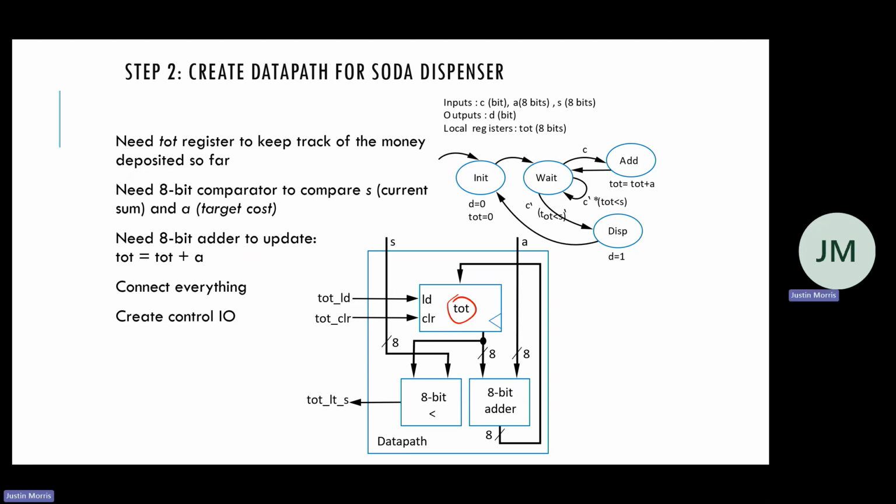And the other thing that we need to be able to do is we need to be able to compare S with the total register, right? To see if they have dispensed enough money to pay for the soda, where S is the cost of the soda. So that's why we have this comparison, right? And what we're comparing is total, from the total register, along with our input S.